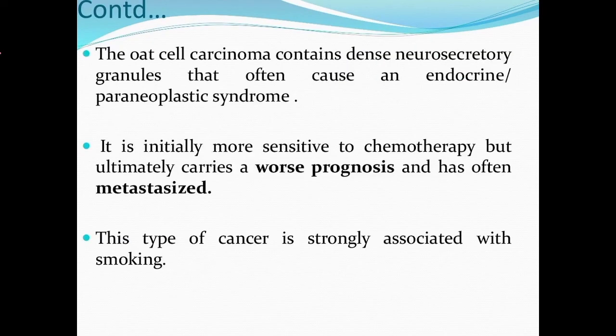The oat cell carcinoma contains dense neurosecretory granules that often cause an endocrine paraneoplastic syndrome. What is paraneoplastic syndrome? It occurs due to the fight between the lung cancer and the antibodies. Due to an autoimmune disorder, the cancer-fighting antibodies mistakenly attack the normal cells of the neurons, so it disrupts the normal function of the neurons.